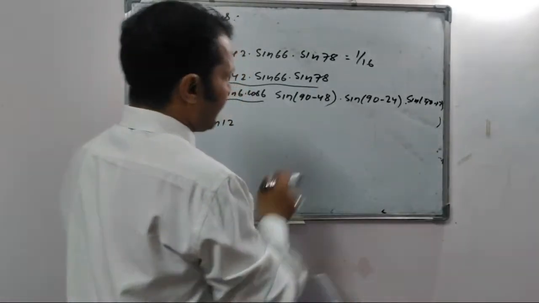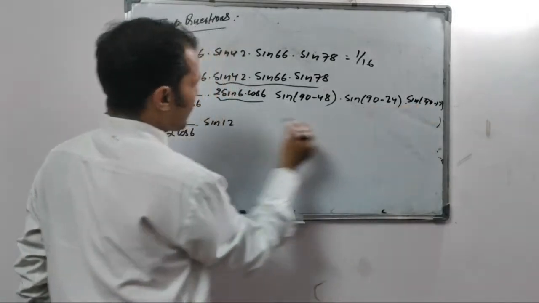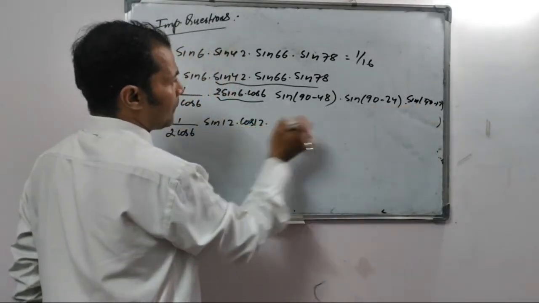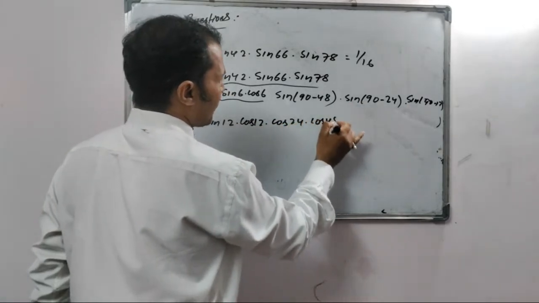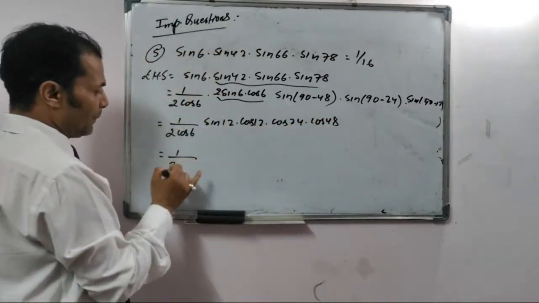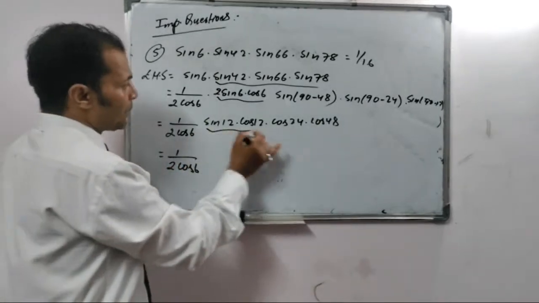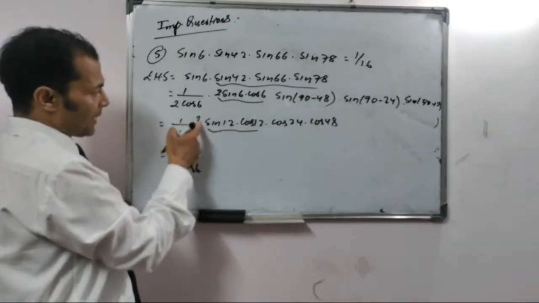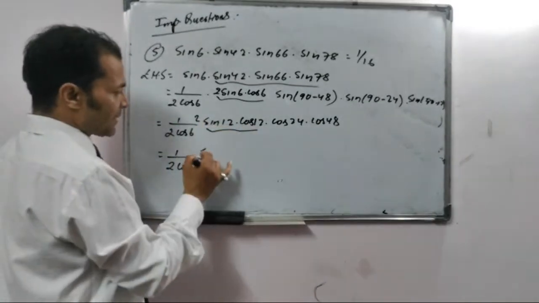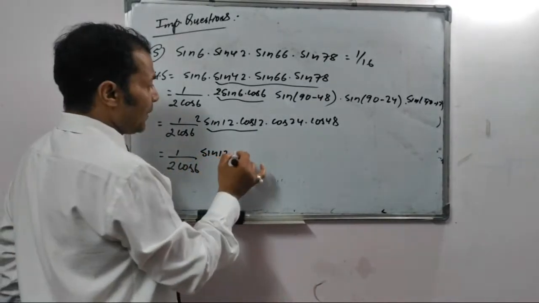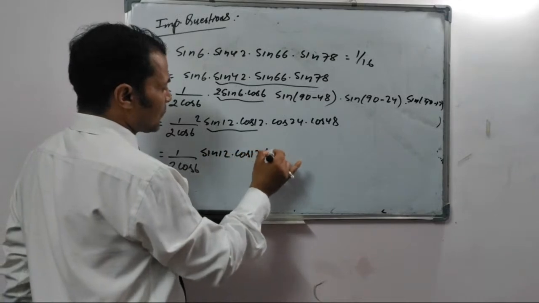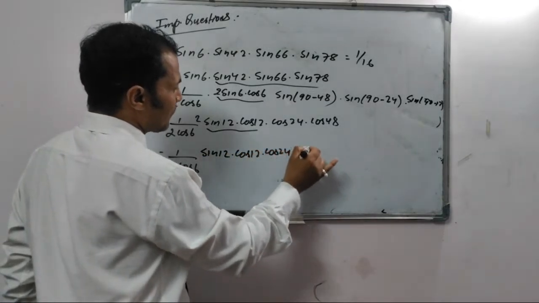Yes, sin 12 degree. Now this becomes cos 12, so just keep it over here. This becomes cos 24, cos 48. Now look, it matches exactly. 1 by 2 cos 6 into this one. The 2 is not balanced here, so we have to put a 2 there, balance the 2. 2 sin a cos a means sin 2a, sin 12. Right? Sin 12 into cos 12, cos 24, cos 48.